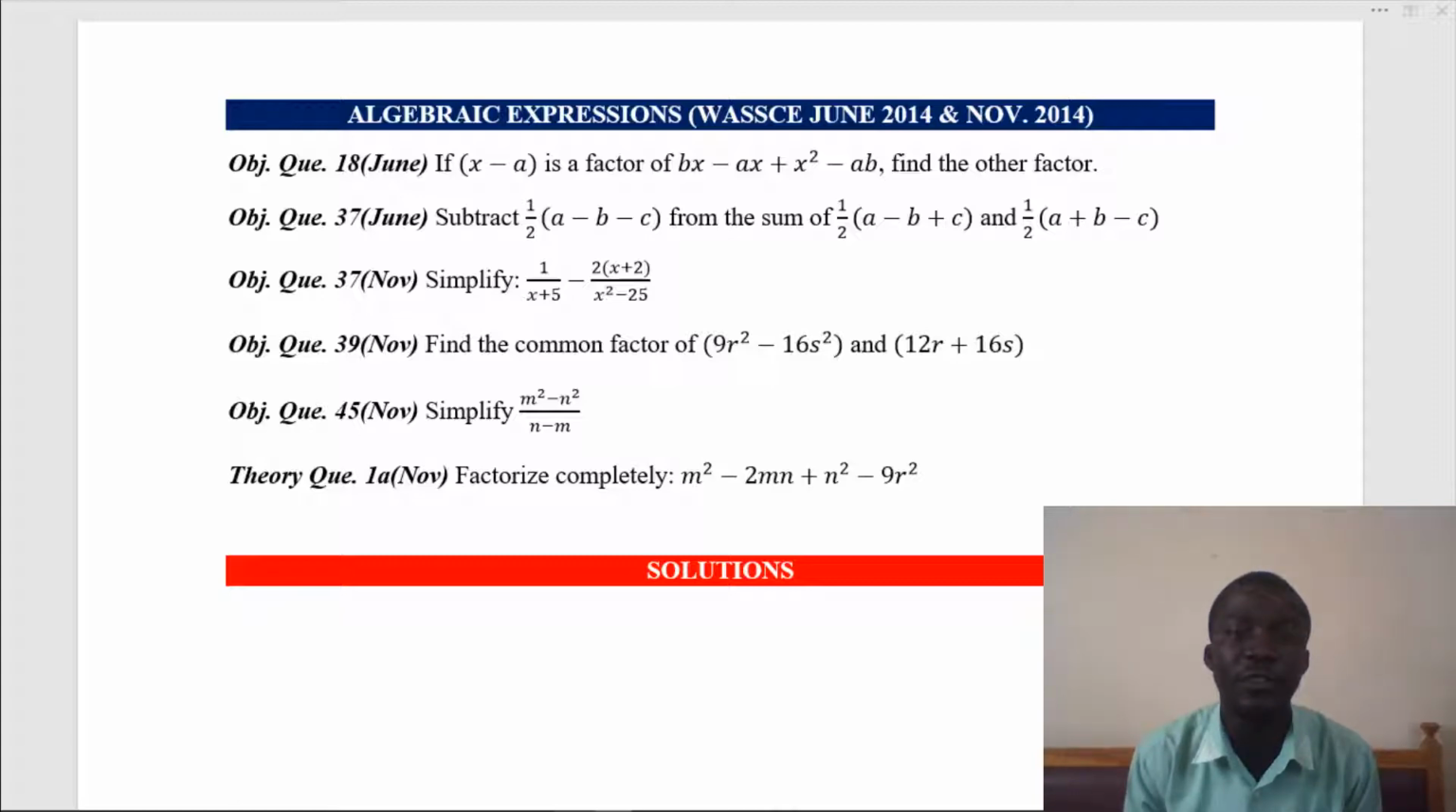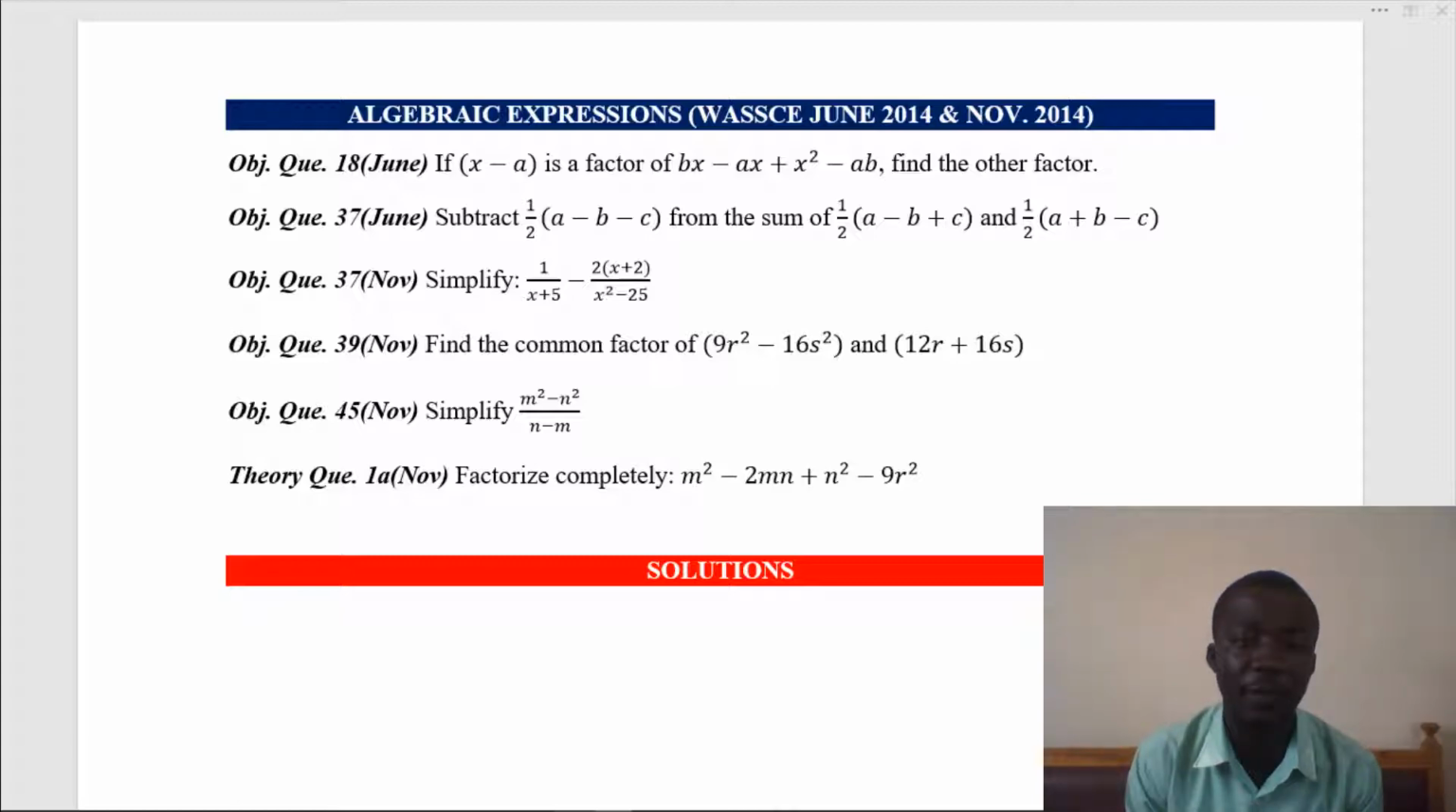Objective question 37 June. Subtract half into brackets a minus b minus c from the sum of half into brackets a minus b plus c and half into brackets a plus b minus c. Objective question 37 November. Simplify 1 out of the expression x plus 5 minus 2 into brackets x plus 2 out of the expression x squared minus 25.